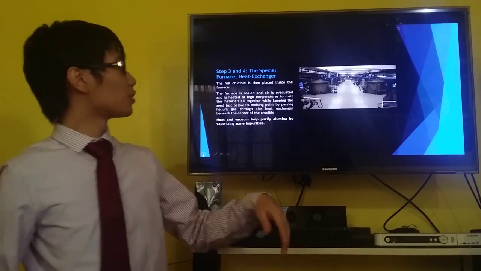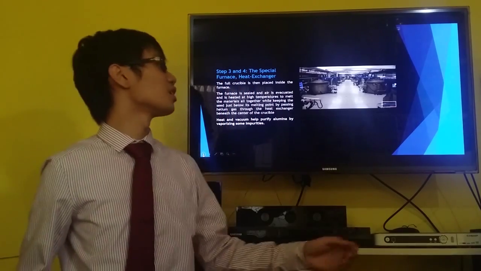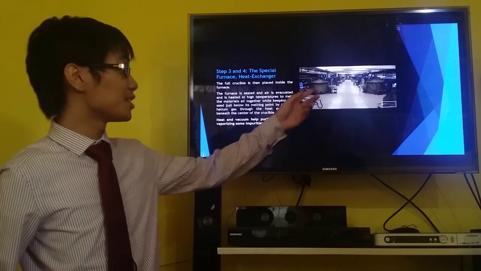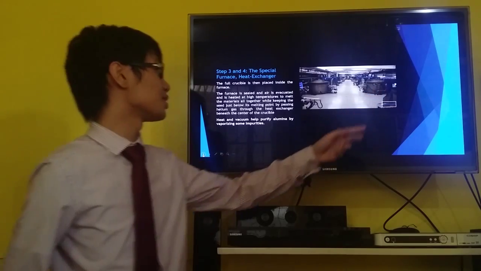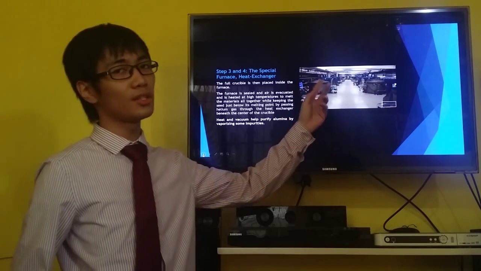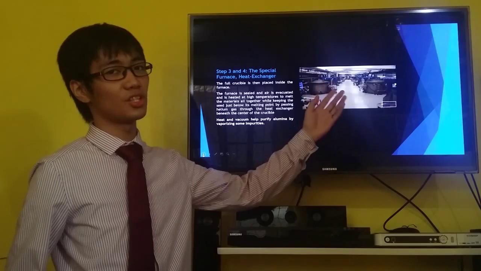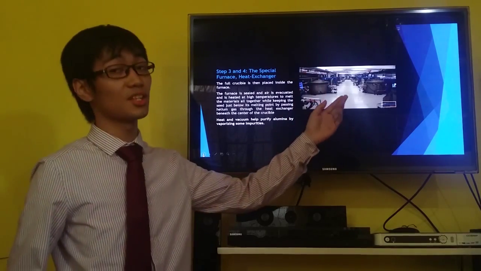Steps 3 and 4, the special furnace heat exchanger. The full crucible is then placed inside those special furnaces. Those special furnaces utilize the heat exchanger method.